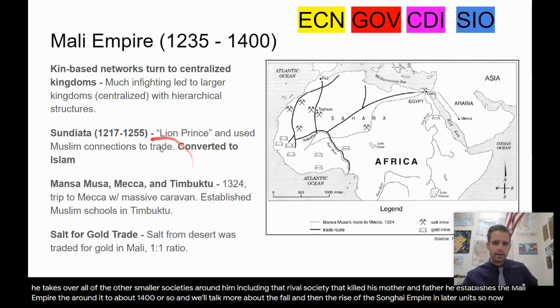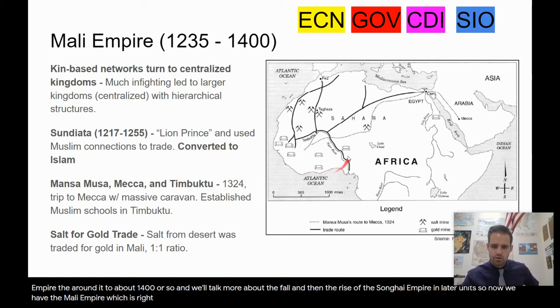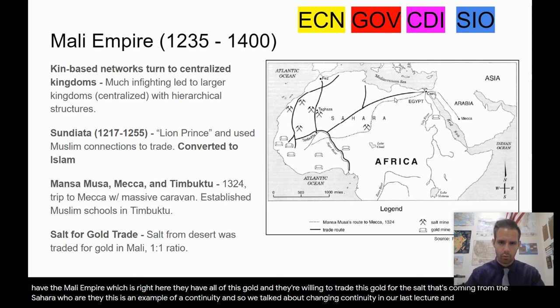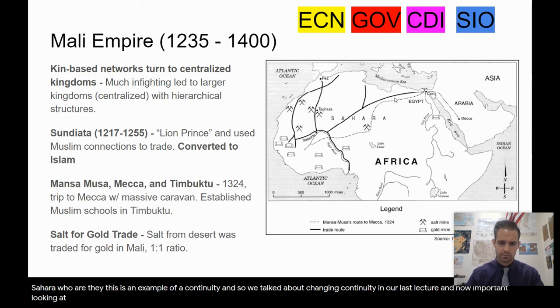So now we have the Mali Empire, which is right here. They have all of this gold, and they are willing to trade this gold for the salt that's coming from the Sahara. Who are they going to trade with? Well, the Muslim traders. This is an example of a continuity. And so we talked about change and continuity in our last lecture and how important looking at changes and looking at continuity is. And so this is an example of a continuity.